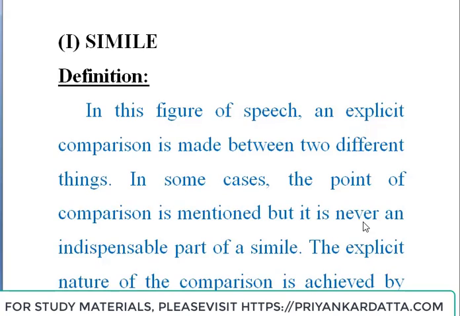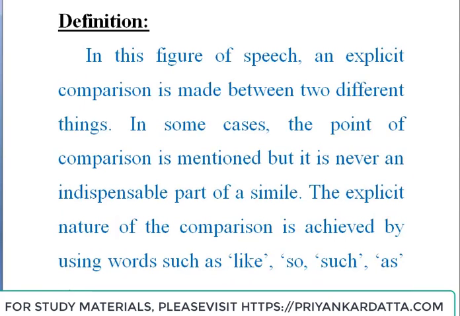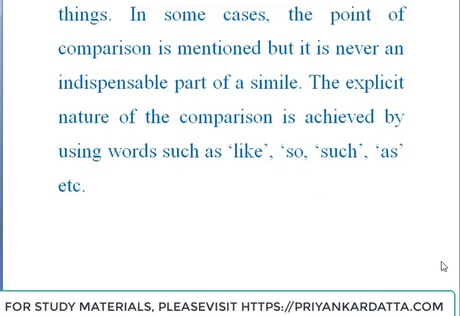In a simile, an explicit comparison is made between two different things. In some cases, the point of comparison is mentioned, but it is never an indispensable part of a simile. This is a very important part which you have to keep in mind. The explicit nature of the comparison is achieved by using words such as like, so, such, as, etc.